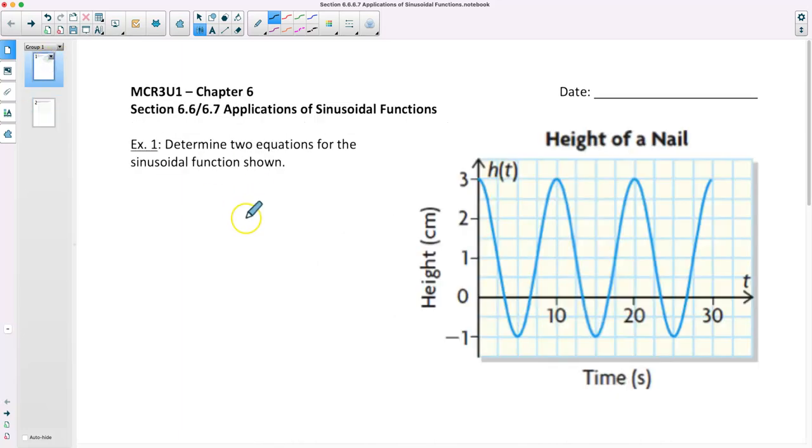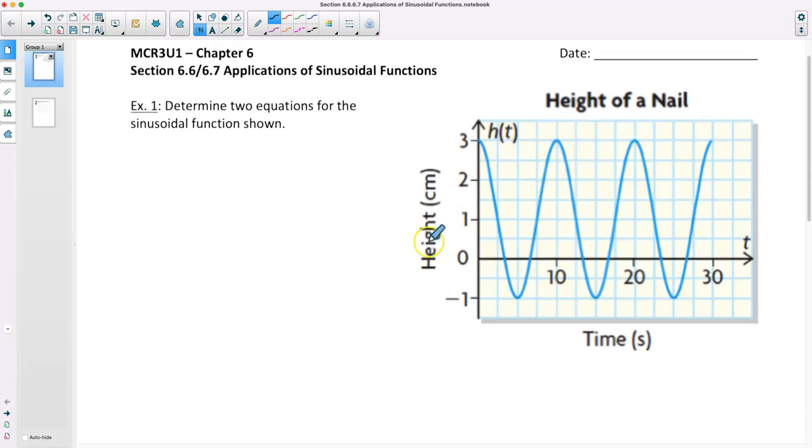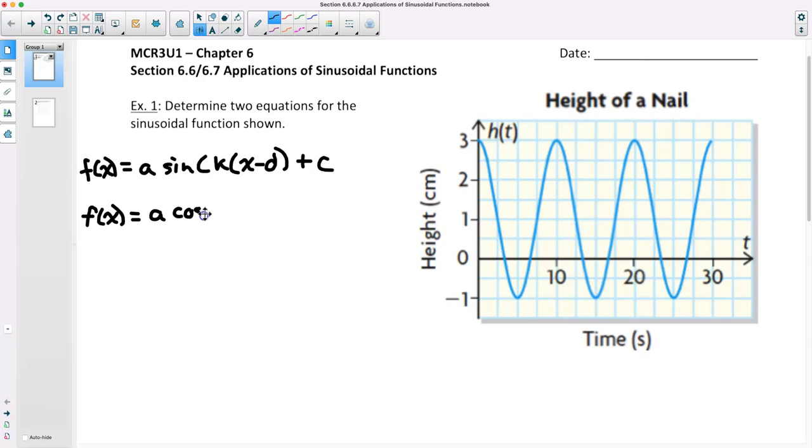Okay, so let's start off with our first example here of determining two equations for the sinusoidal function shown. There are two ways that we can write this in general form, using our sine and cosine. So we have f of x is equal to a sine of k(x minus d) plus c. And the other one that we could choose is using cosine, and how it relates to this shape here.